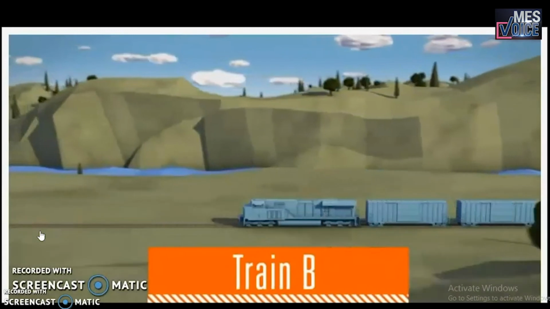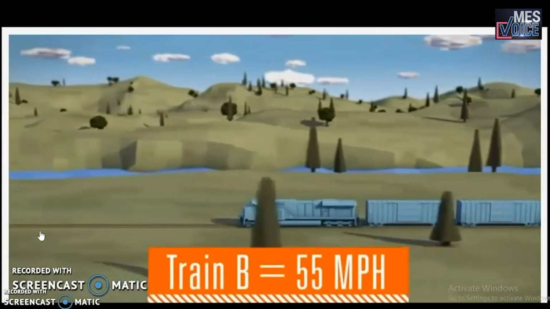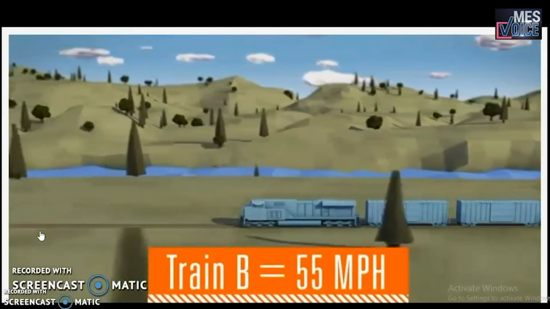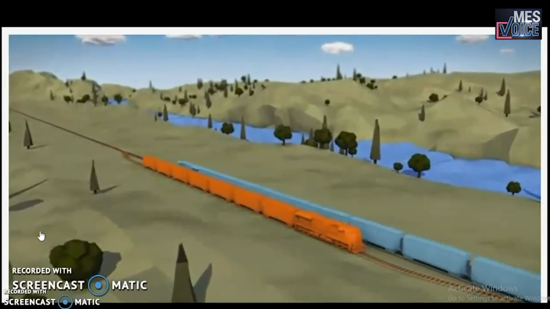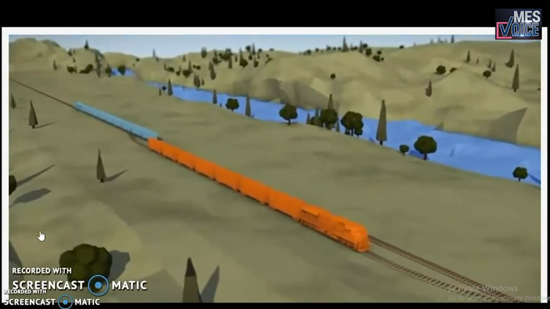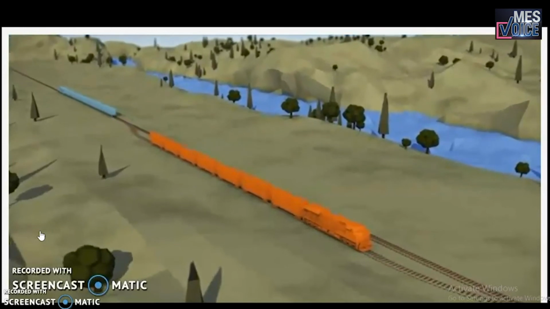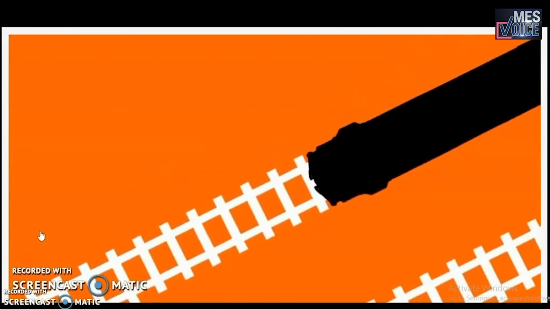For example, train A and train B are running in opposite directions. One is traveling at 40 miles per hour and the other at 55. So one train can park in the siding, which helps the other train to move forward. So this is an example of a siding. Near the siding there may be a company, or an unloading station can be built.